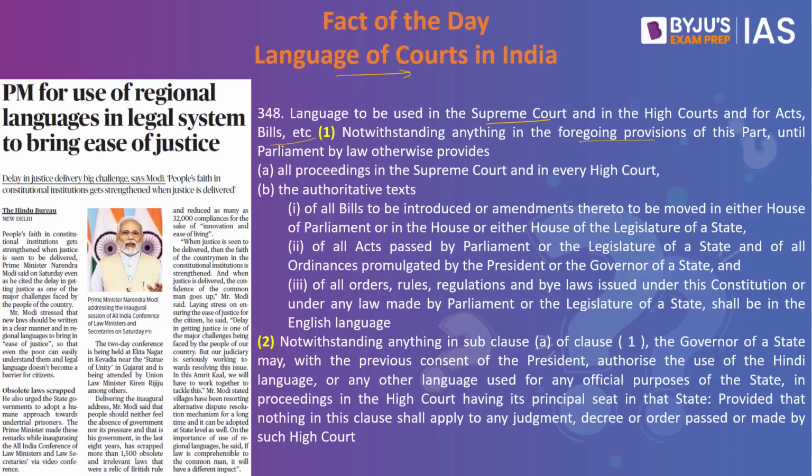Notwithstanding anything in the foregoing provisions of this part, until Parliament by law otherwise provides, all proceedings in the Supreme Court and in every High Court, the authoritative text of all bills to be introduced or amendments thereto, to be moved in either House of Parliament or in the House of Legislature of a state, of all acts passed by the Parliament or Legislature of a state, of all ordinances promulgated by the President or the Governor of a state, of all orders, rules, regulations, bylaws issued under the Constitution or under any law made by Parliament or the Legislature of a state shall be in the English language.